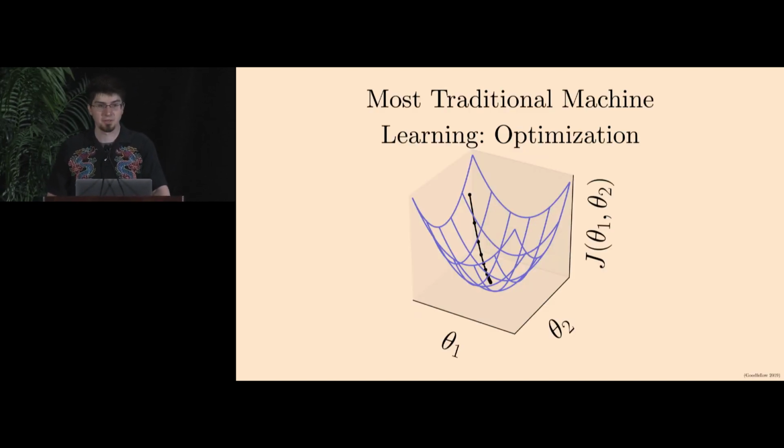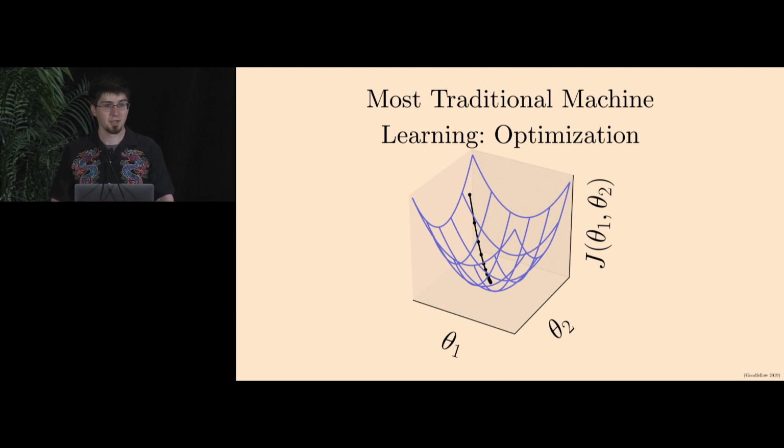Most traditional machine learning algorithms are based on optimization. This is where we have a cost function, and we adapt parameters to minimize that cost function. I've shown this here with a 3D plot. The horizontal axes show different parameters, and the blue mesh shows the surface of the cost function. The black trajectory of dots shows how an optimization algorithm can iteratively approach the minimum of this cost function.